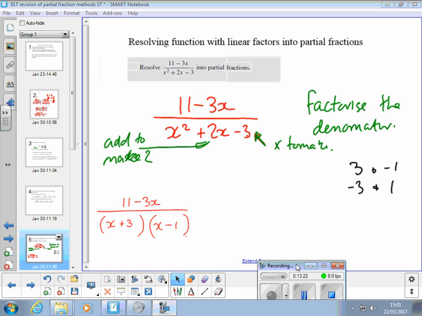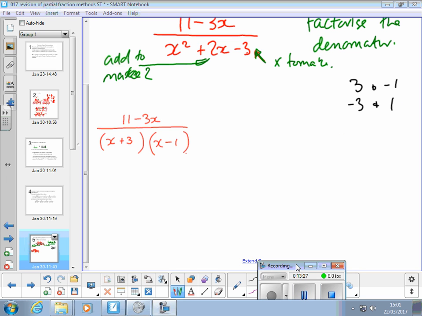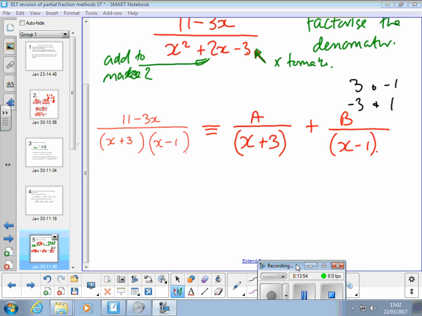What we can then do is say that that is equivalent to, or is an identity of, a over x plus 3, a being some constant, plus b over x minus 1. So we separate the denominator into two fractions. We put a constant on the top to represent the unknown numerator of each of those fractions. So if there were three terms under here, we'd have three constants on the top, and so on. We certainly won't be doing any more than three factors. Right? All following so far?